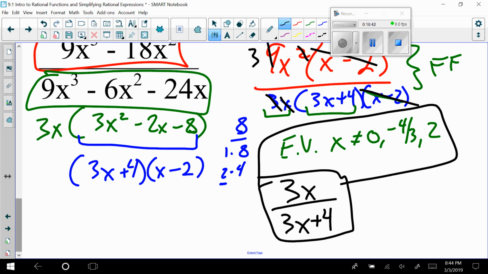Last thing, and then I'm going to stop on the 9.1 video. No, you cannot cancel this 3x and this 3x, because this 3x down here is tied to the 4 through addition. Okay. Thank you. The 9.2 video is coming up next.